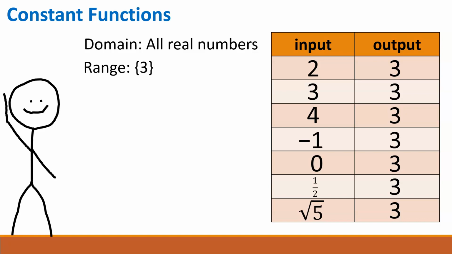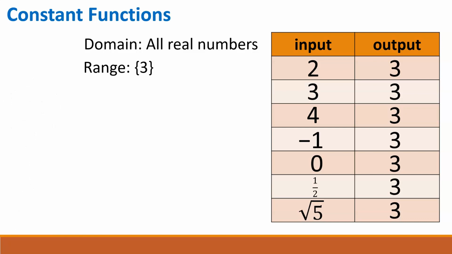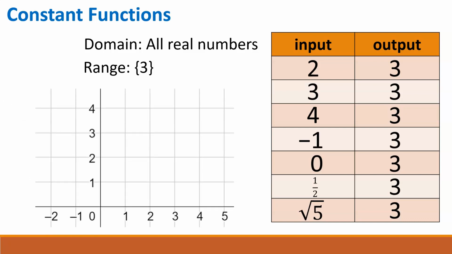So let's look at some of the other representations for this function and see what else we can discover. For the graph, let's go ahead and graph the input-output pairs that we already have and see what we can discover about the pattern in the graph. All those points lie on a horizontal line. And that's absolutely true. For a constant function, the graph will always be a horizontal line that will cross the y-axis at the output value, at the range for the function.